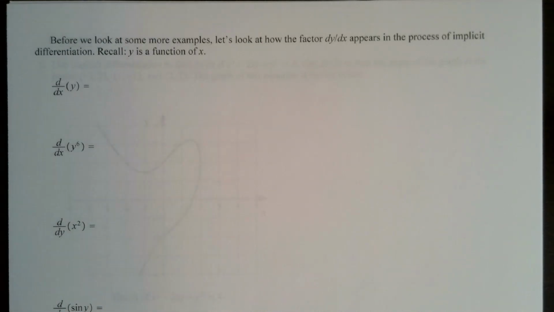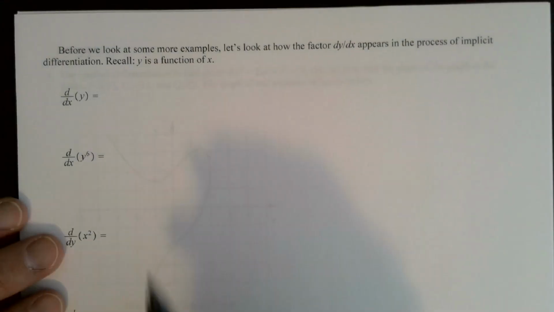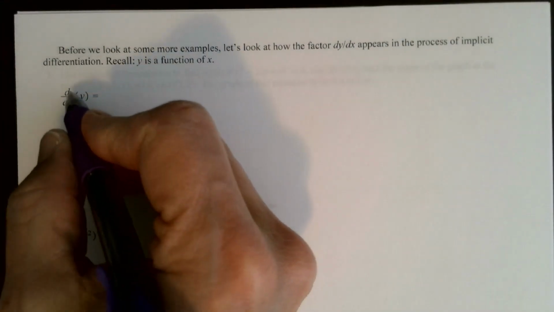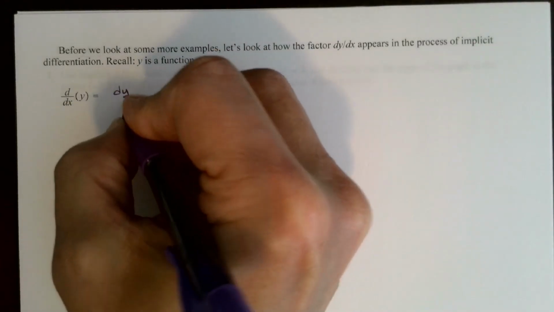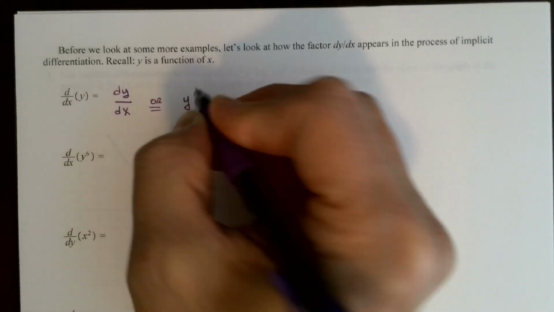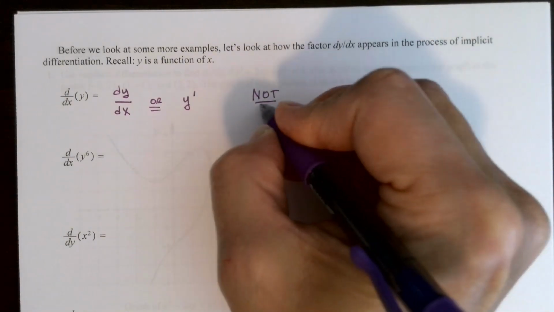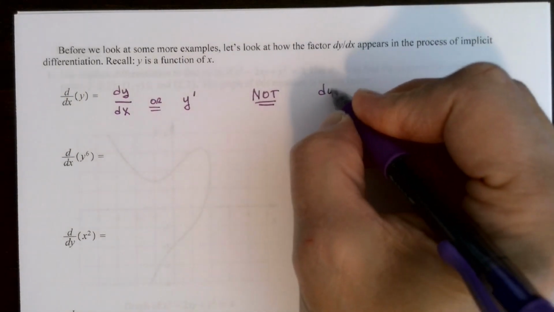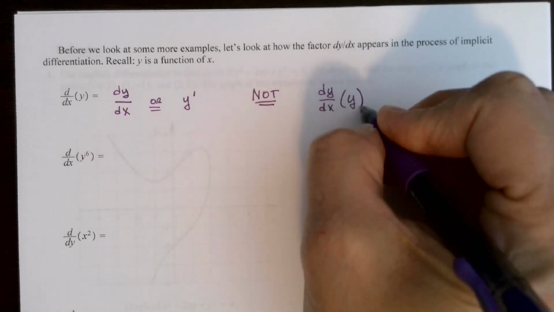And in each of these cases, recall that y is a function of x. So here's the first one. We've already seen this, right? The derivative with respect to x of y, that again is dy dx. Or we write y prime. Now I want you to make sure you don't do this. I've seen this before. This is not dy dx times y like that.